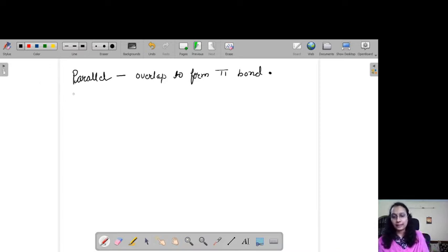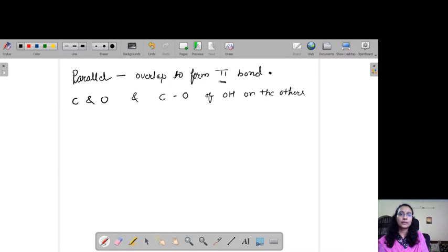Okay, I'll write it for you. These parallel p orbitals overlap to form the pi bond, which is partly delocalized between the carbon and oxygen on one side, whereas the carbon and oxygen of the hydroxy group are on the other side.